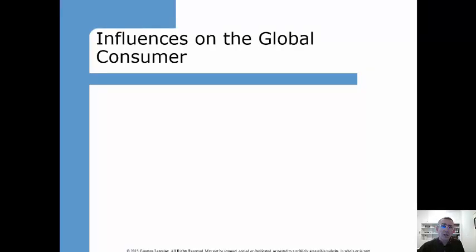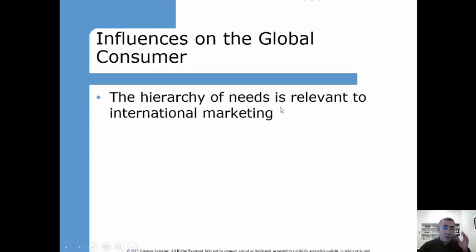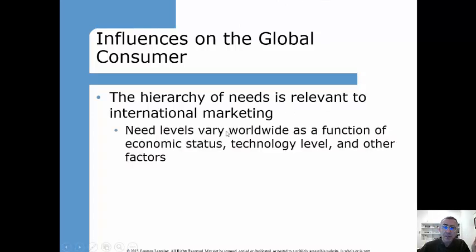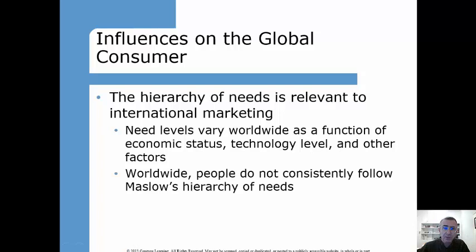All right, so. Influence on the global consumer, the hierarchy of need is relevant to international marketing. Need levels vary worldwide as a function of economic status, technology level, and other factors, right? Again, everybody's going to have different needs. Worldwide, people do not consistently follow Maslow's hierarchy of need, which is what I exemplified right there with the little iPhone.